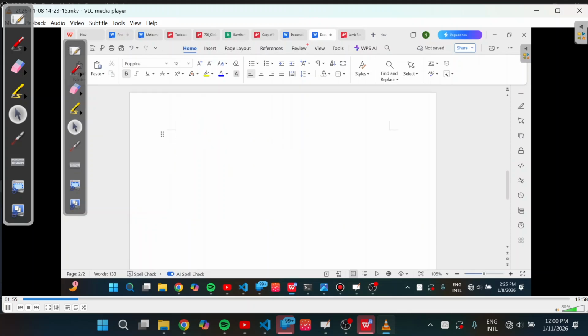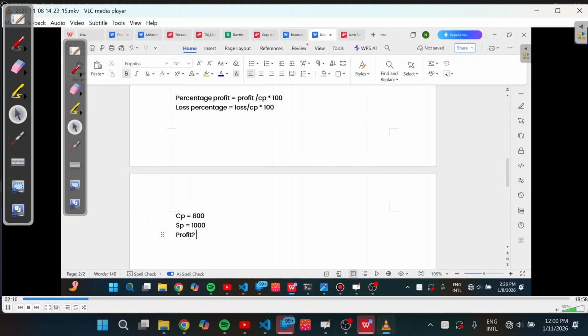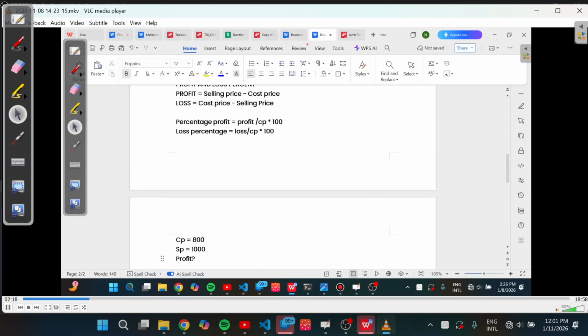So now I want us to actually solve a question. It's actually pretty simple. So we're given the cost price of a bag of apples to be 800, while it was sold for 1000 naira. Now we're asked to calculate the profit percentage. Now how do we actually go about it?